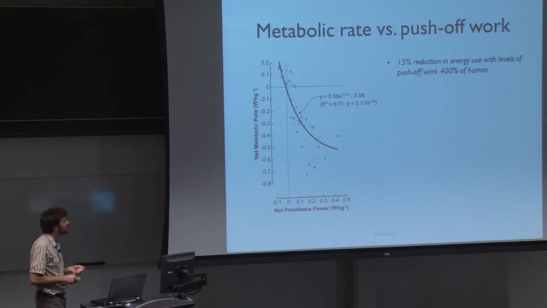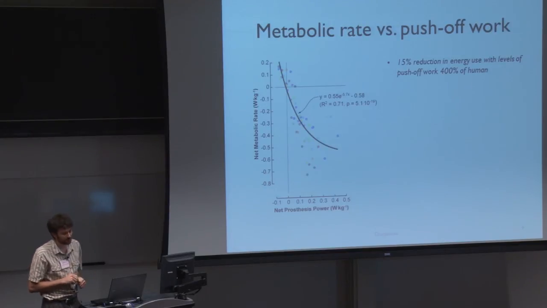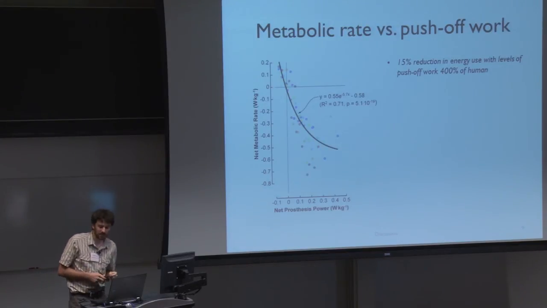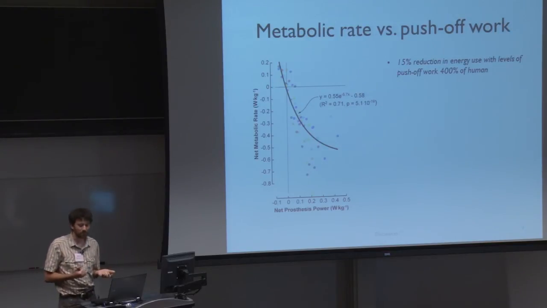So in conclusion, we see a 15% reduction in energy use with levels of push-off work 400% of that of the human ankle. And metabolic rate is continuing to decrease at this point. This suggests that we should design assistive devices that produce as much ankle push-off work as possible.